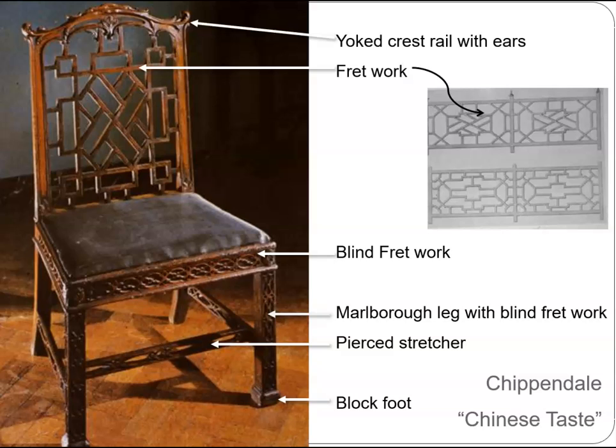Now let's look at a few specific design elements. We have the yoke crest rail, and think back to when we were talking about East Asia design and that yoke crest rail. We see the fretwork, the blind fretwork, which means that it's not open. It has a solid back. We see the marble leg with blind fretwork, a pier stretcher, and a block style foot.